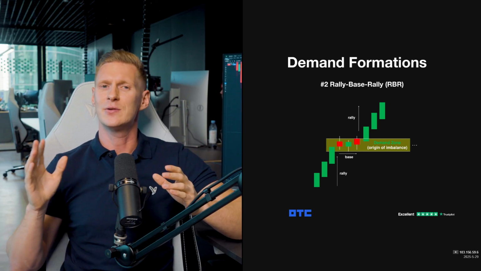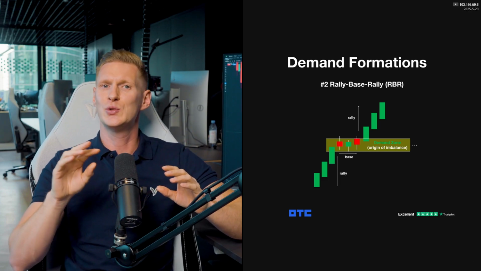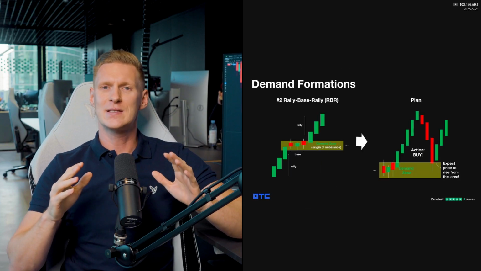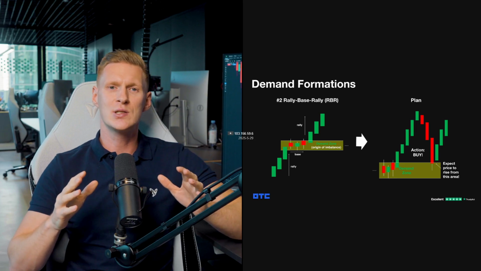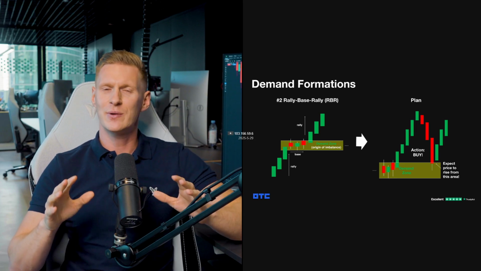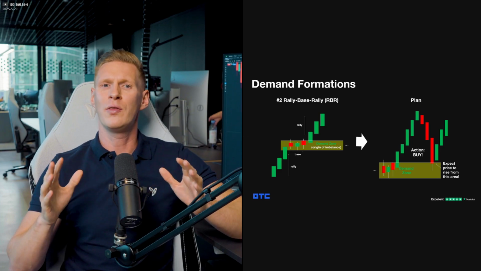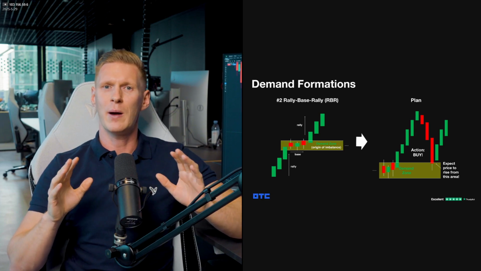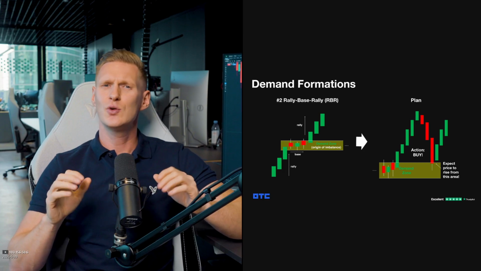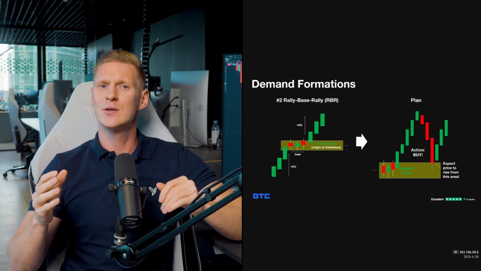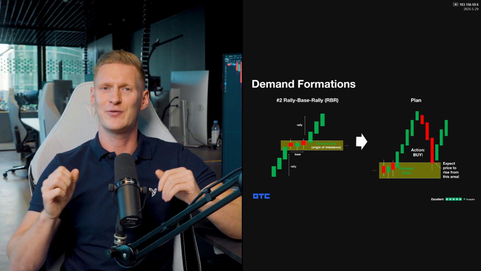Rally, base, rally. Once identified, we highlight the base and draw two lines around it. When the price returns to this zone, we aim to buy at the origin of imbalance, always located within the base. This is a guiding principle for all demand zones. We want to buy where price previously stabilized before rallying. To show this in action, let's look at a practical, real-life example of demand formations.